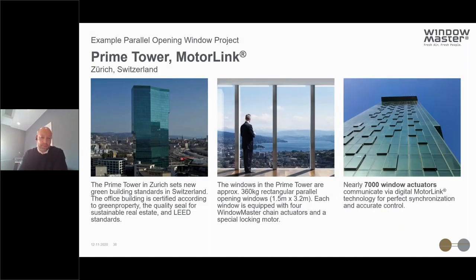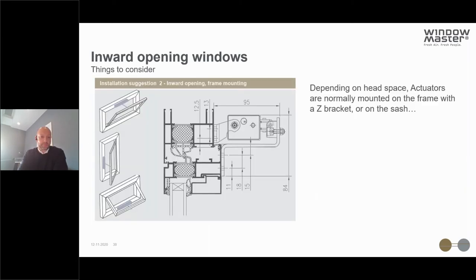Quite a nice example of a large project. It's a Schuko project we were involved with a few years ago with nearly 7,000 actuators on it, controlling a good number of parallel opening vents. So parallel opening vents, yeah, we can also automate those.